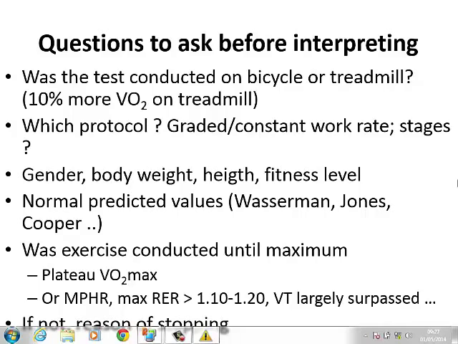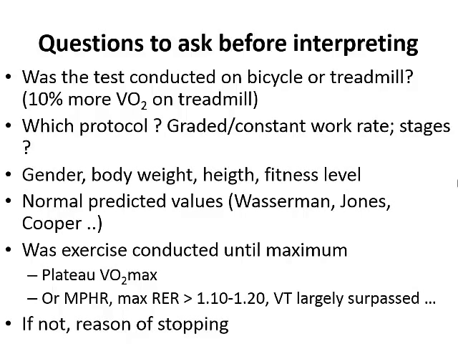So there are some questions you have to ask yourself or the doctor performing the test before interpreting the cardiopulmonary exercise test. Was the test conducted on treadmill or on bicycle? Because the peak VO2 is about 10% higher on treadmill. Which protocol? Was it a graded exercise or a constant workload exercise? What were the work rates? What were the stages? You have to know the gender, the body weight, the age, the fitness level, in order to know the normal predicted values, which are numerous. There are various different normal values according to Wasserman, Jones, and so on.